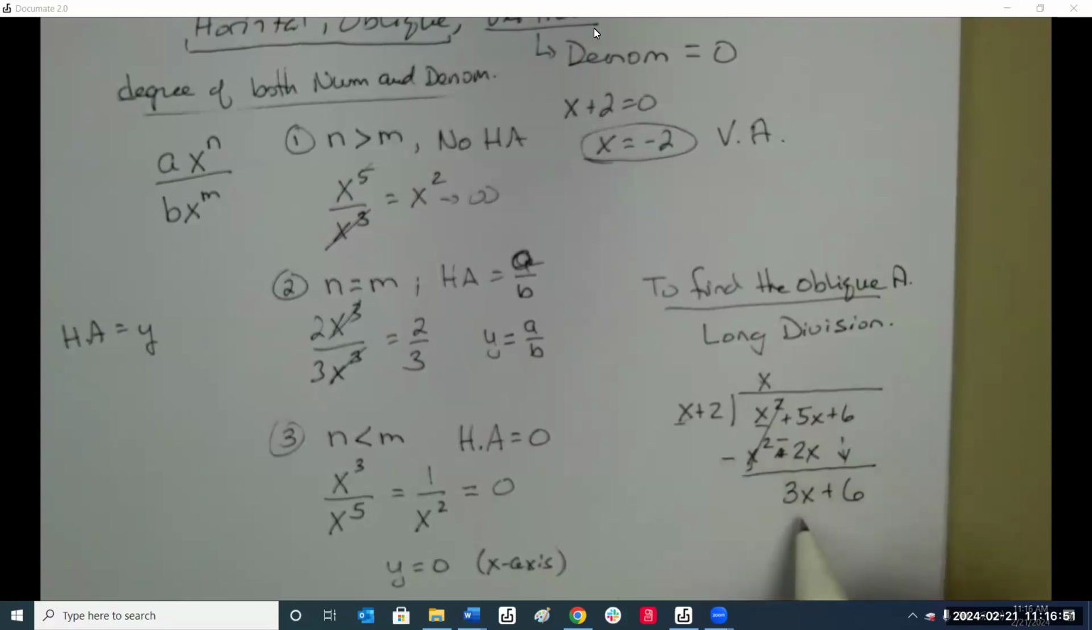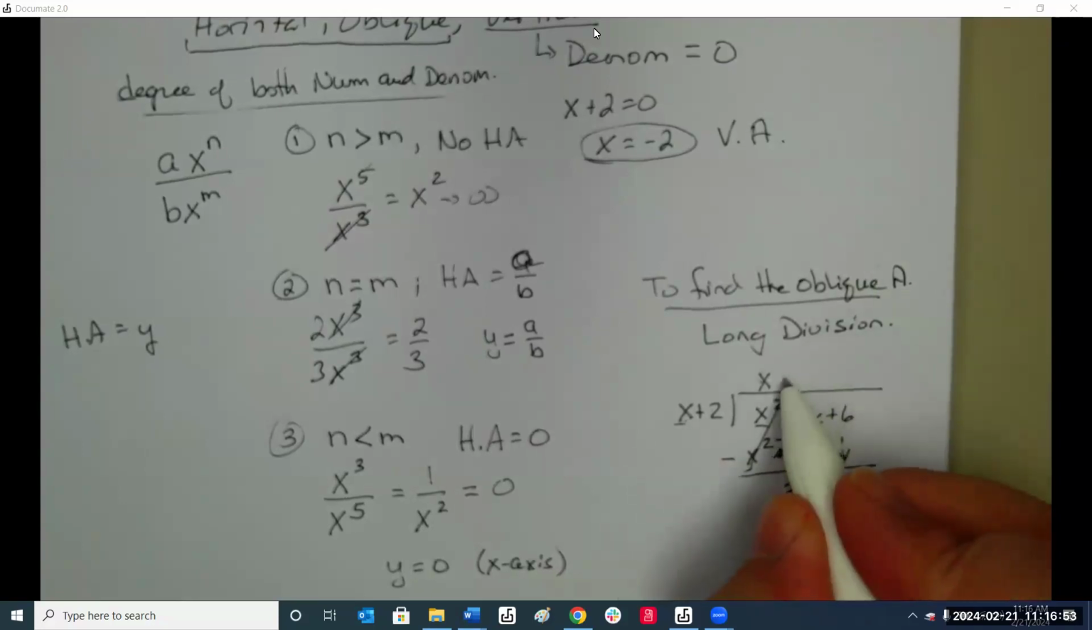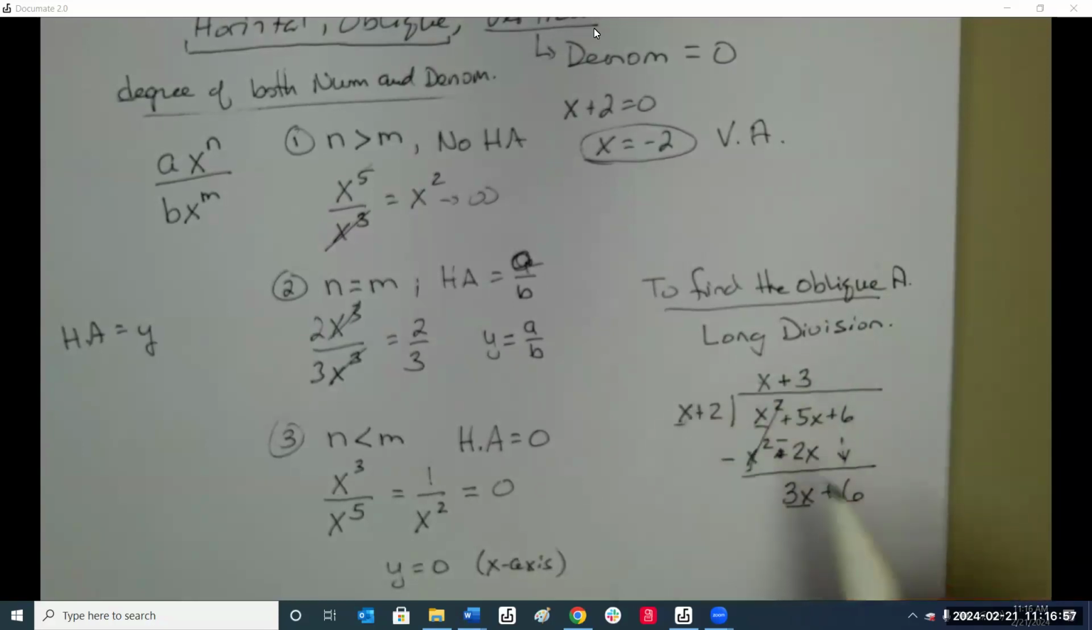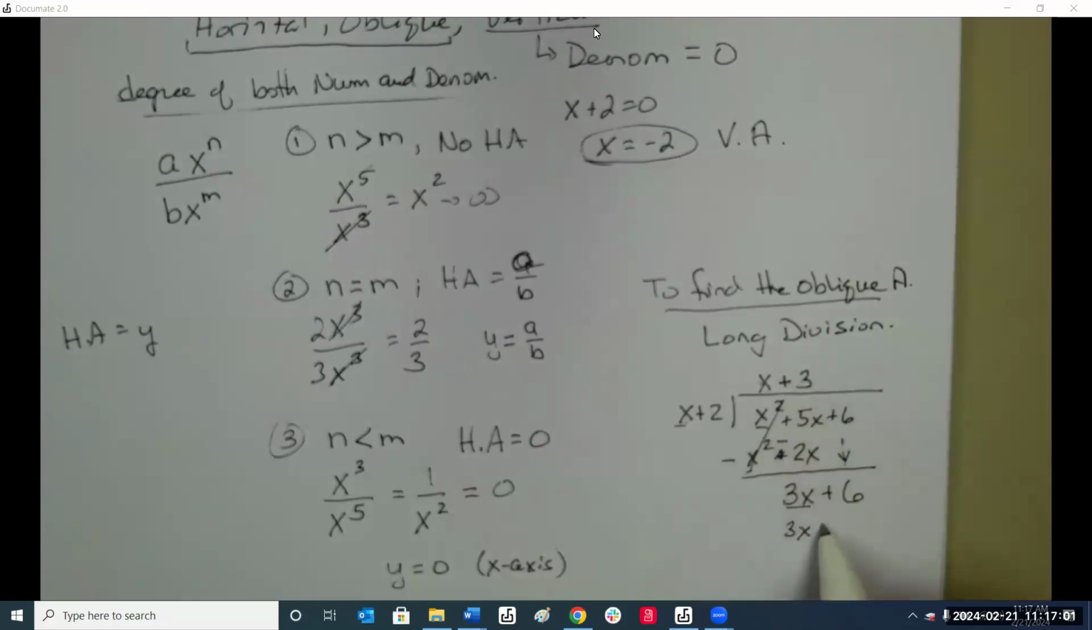So what times x is 3x? A positive 3. Positive 3 times x is 3x. Positive 3 times positive 2 is positive 6. Change your signs and add.